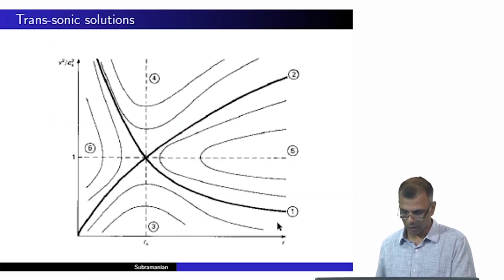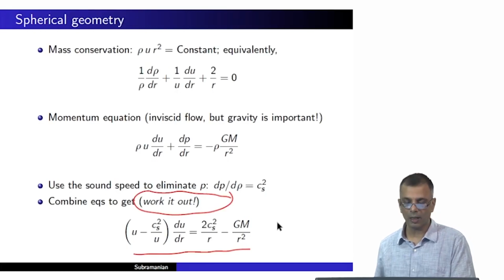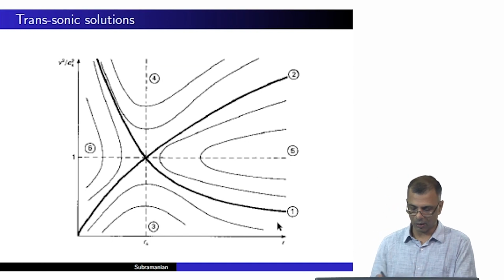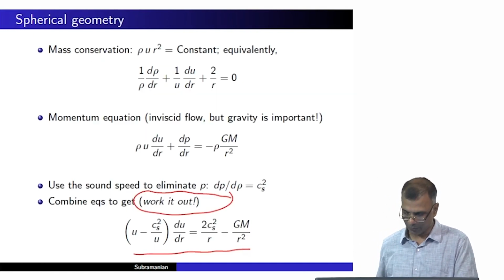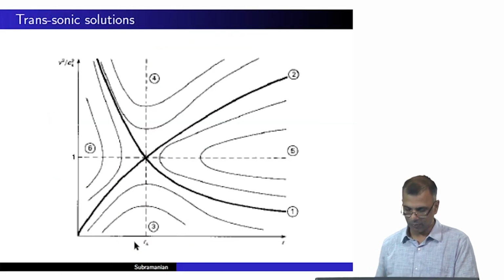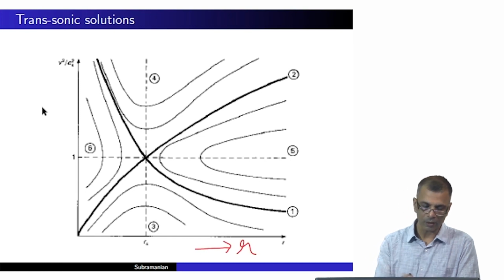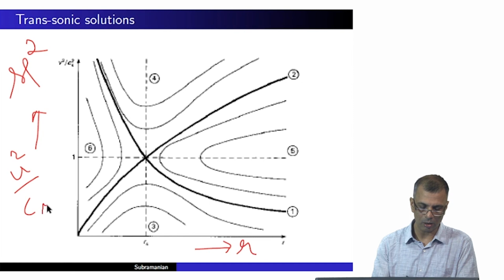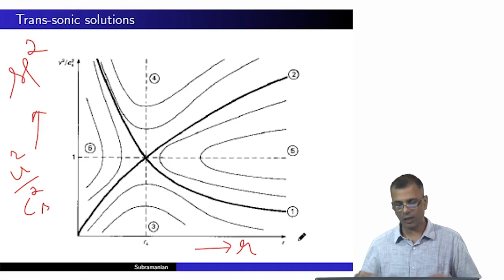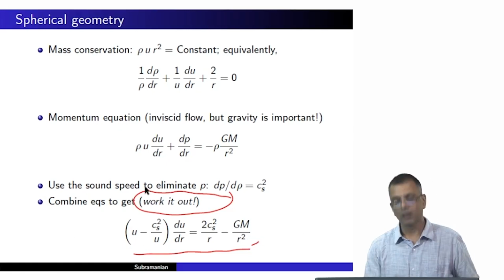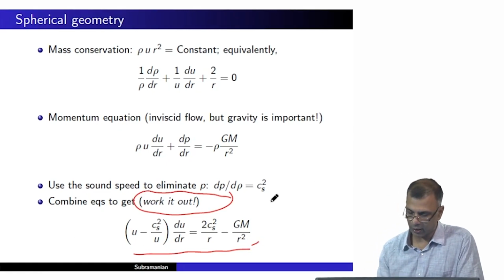In our subsequent discussions, we will look at the parameter space of allowable solutions that are predicted by this equation. So this would be r here, and this would be the square of the Mach number, or u squared over c sub s squared, as a function of r. There are several allowable solutions that are predicted by this equation. What you really need to do is, of course, find out u of r.